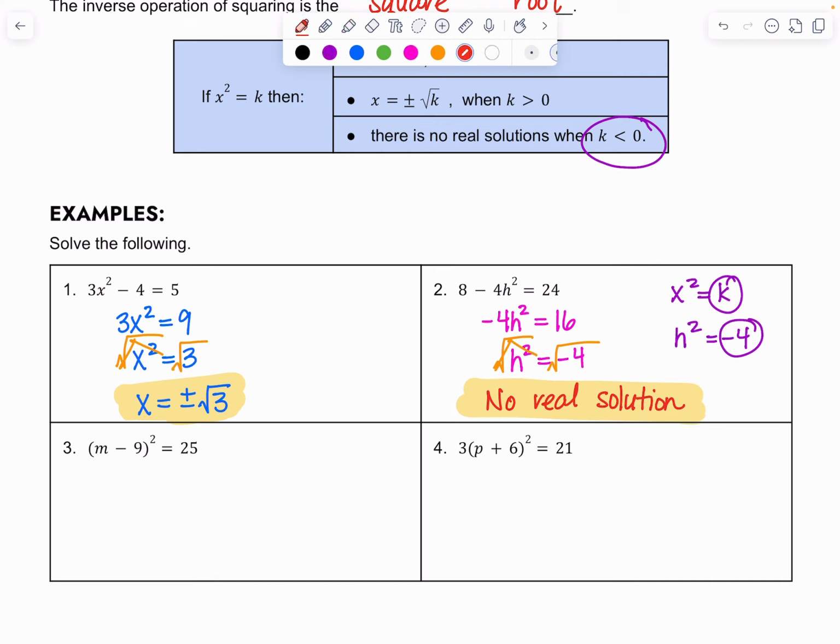All right. Number 3, the first thing we need to do, if the m is on the left side but it's inside the parentheses, we need to get rid of whatever is on the outside of the parentheses, which is that square. So we need to take the square root of both sides, and that will leave us with m minus 9 is equal to plus or minus 5. And then we will add 9 on both sides, so m would be equal to 9 plus or minus 5, which means that m would either be 14 or m would be equal to 4.